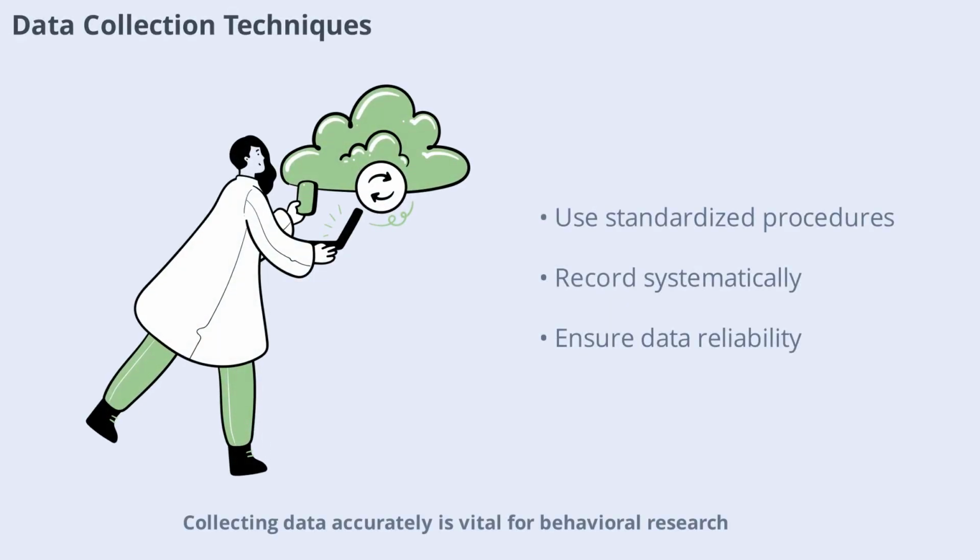Collecting data accurately is vital for behavioral research. Techniques vary depending on your method: surveys, observations, experiments, or interviews. Use standardized procedures to ensure consistency. Record data systematically, whether on paper, digitally, or through specialized software. Reliable data collection is the foundation of trustworthy research results.